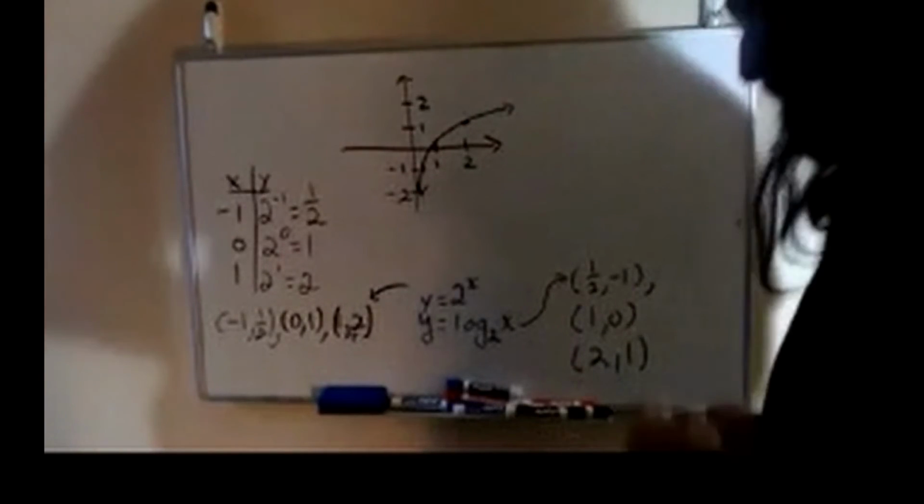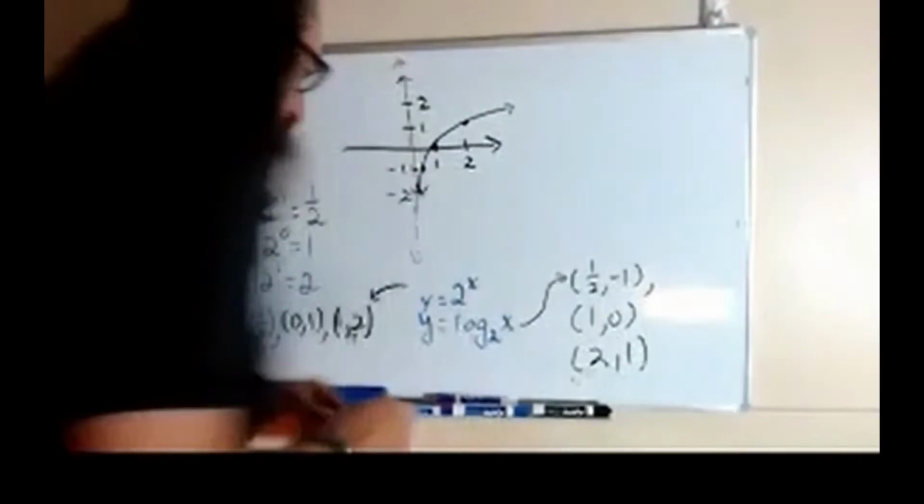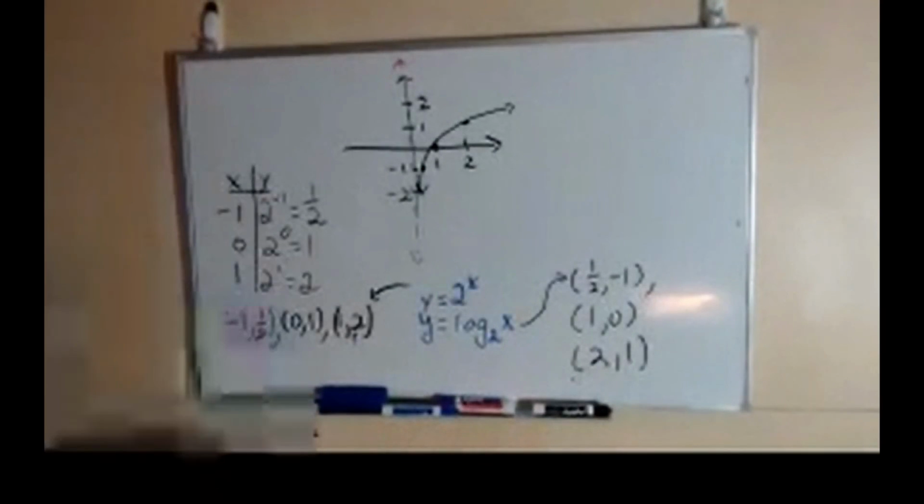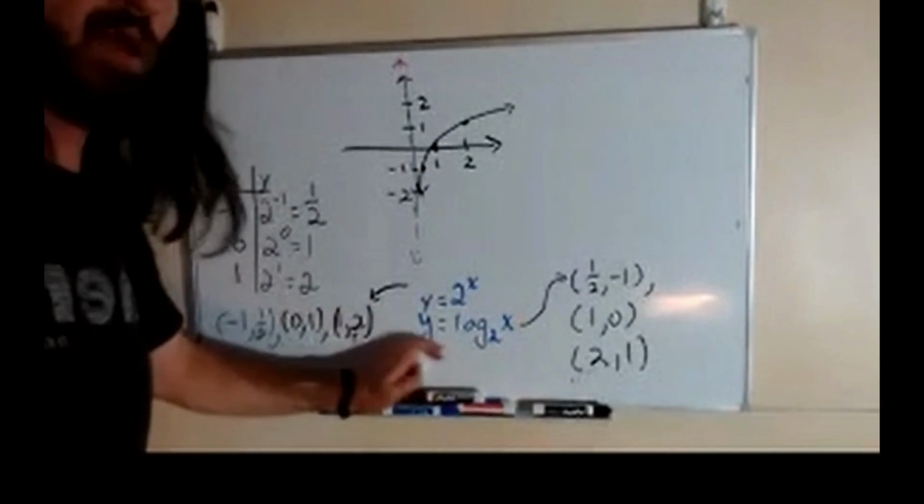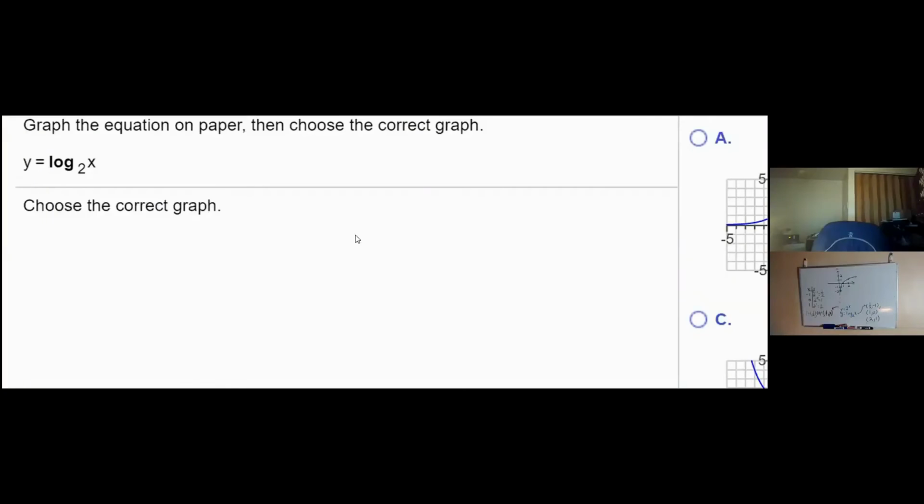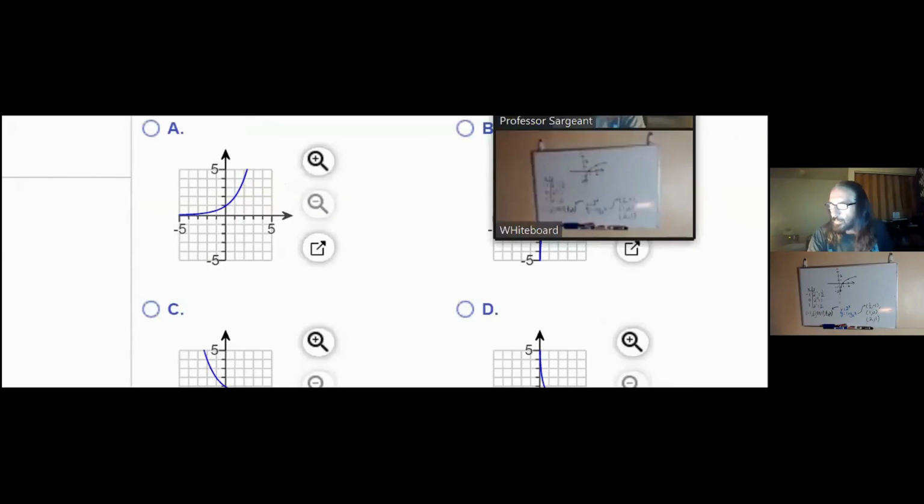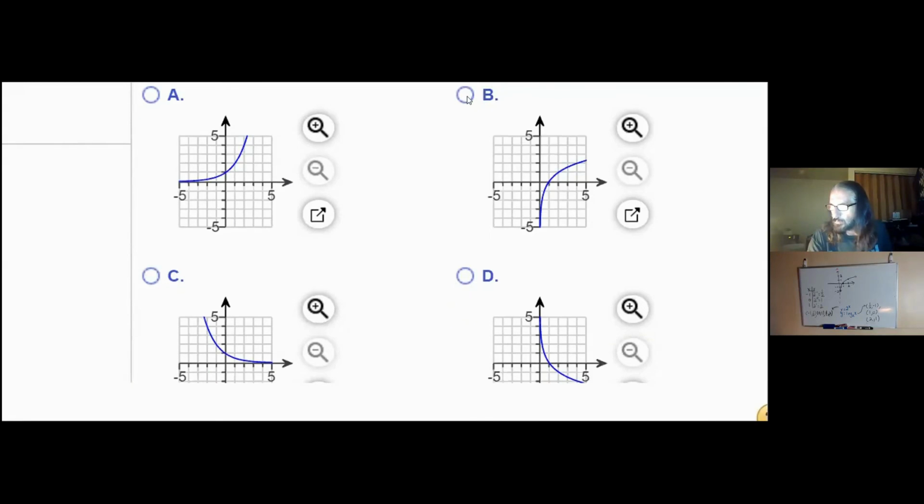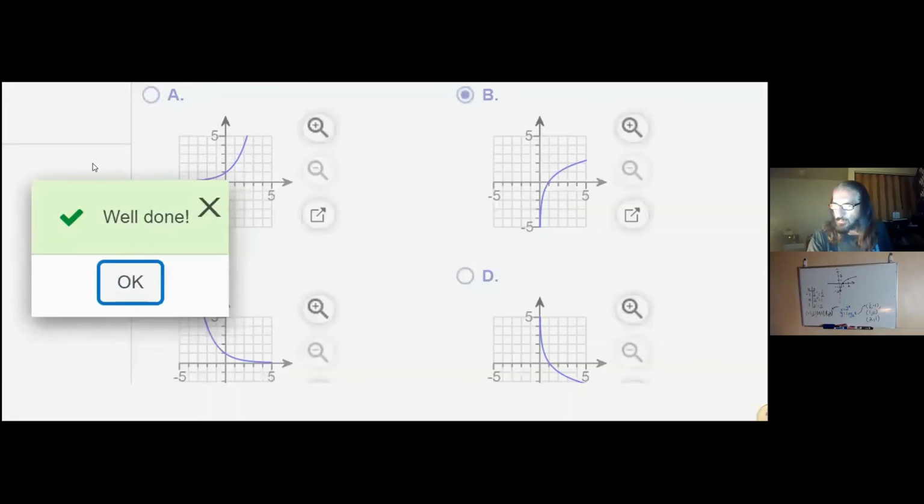It will not cross the y-axis. The y-axis is a vertical asymptote for this function. So it never crosses it. X cannot equal 0, and x cannot be negative. So looking at my options here, one that looks the most like it. All good.